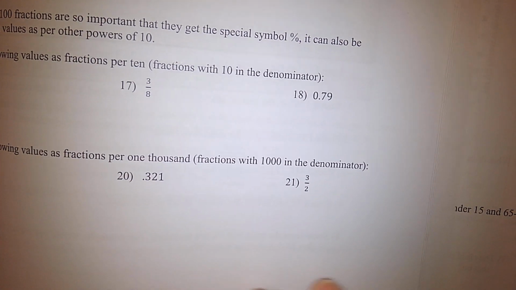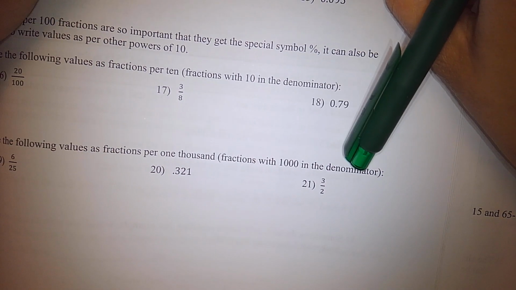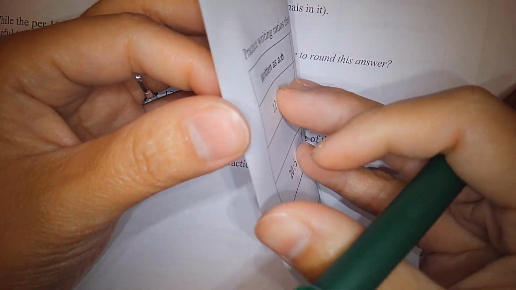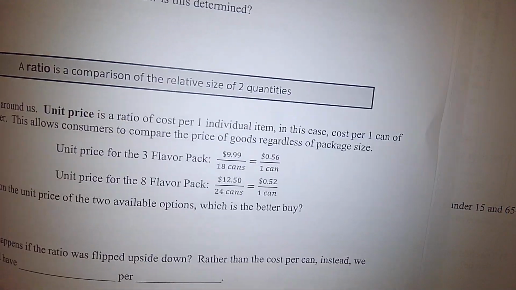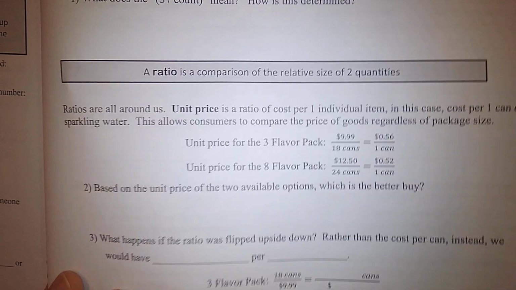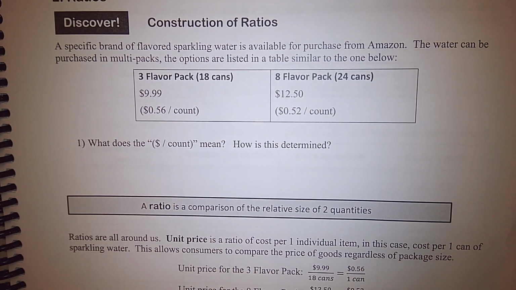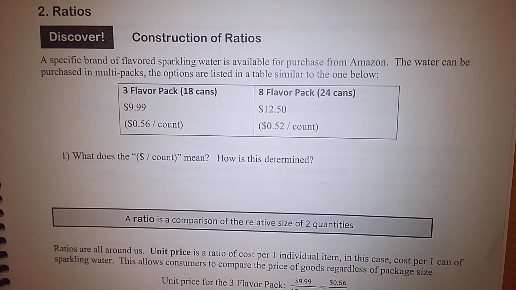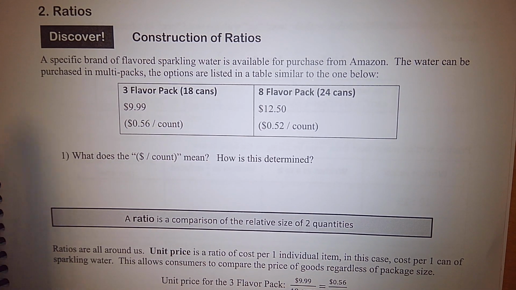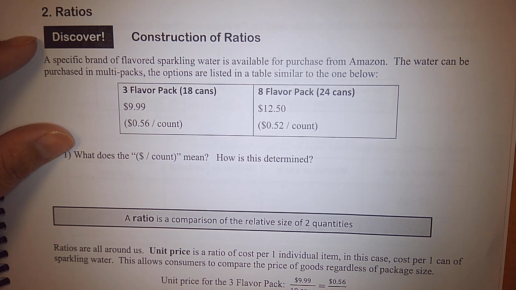Let's turn to page 11. Section 1 is just the discover part of reading. You can read it by yourself in group. Then let's look at section 2, the ratios. I need you to do some problems, and we do them together. Construction of ratio. I believe we're going to go over this entire page together.